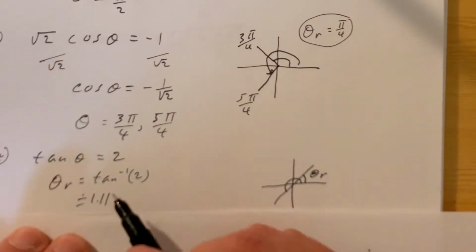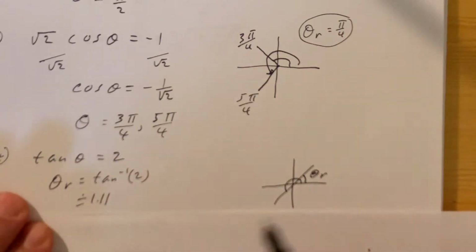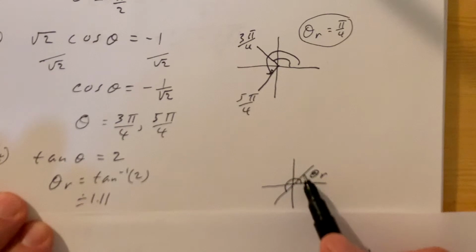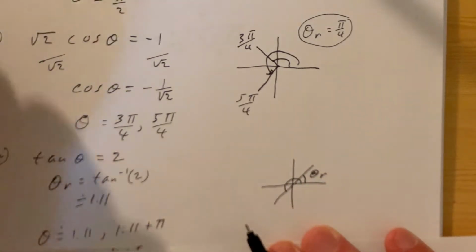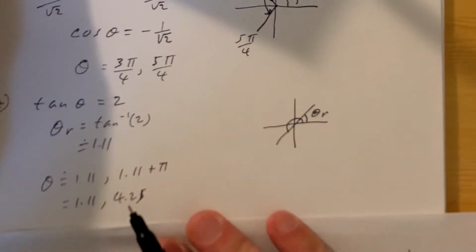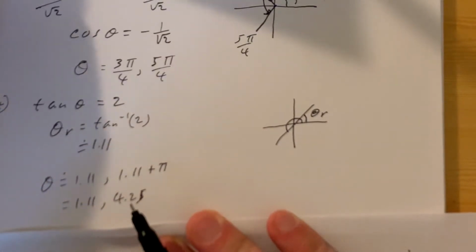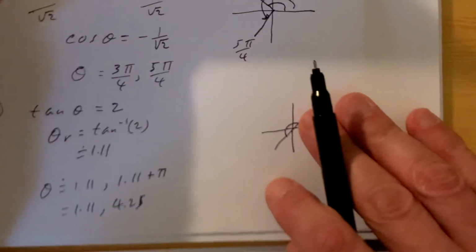Okay, so if you do this on your calculator, you're going to get 1.11 radians approximately. So that's going to be the first angle. The second angle is going to be pi plus that. Okay, so 1.11 and 1.11 plus pi, and that gives me our two angles. Okay, so those are some simple linear trig equations. Let's look at a few more here.